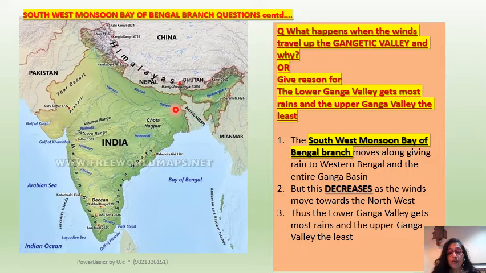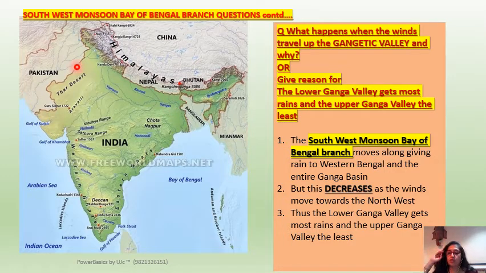But this rainfall decreases as the wind moves to the northwest. This is west and north. As the winds move in the northwest direction, the rainfall decreases. Why? Because they've already shed their moisture here. They hit here and shed their moisture. So the lower Ganga valley gets more rain than the upper Ganga valley.